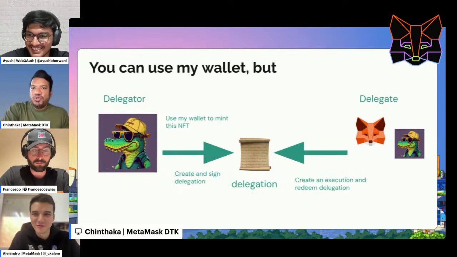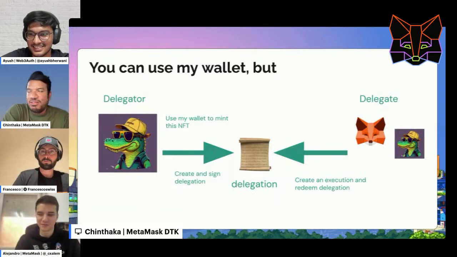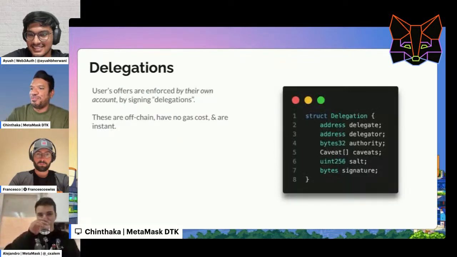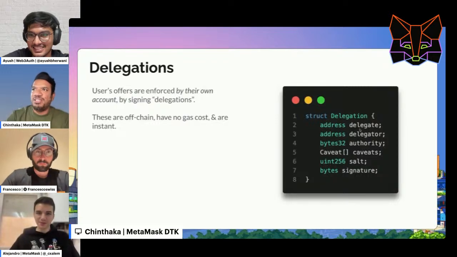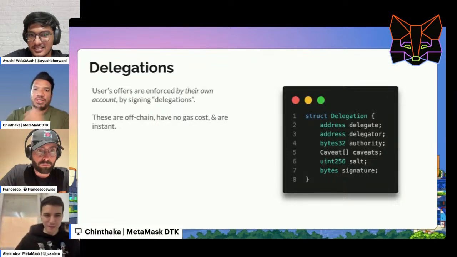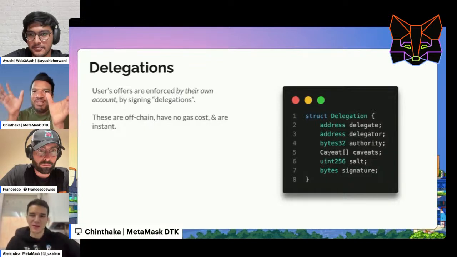If you set the rules, by default you don't set any rules in the beginning, but you can set them. I'll go to the next slide. So this is what the delegation looks like. It's a very simple structure. The delegate is the other account, the other guy, and this is you, your account. Authority I'll come to later. And the caveats are the rules we mentioned. Caveat is a bit of a weird name, but basically it's the rules.